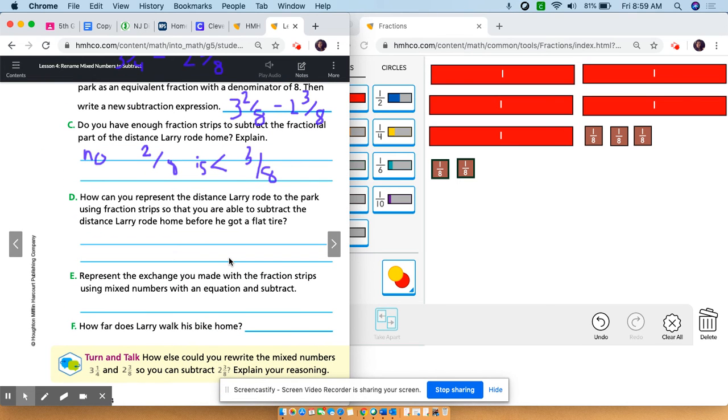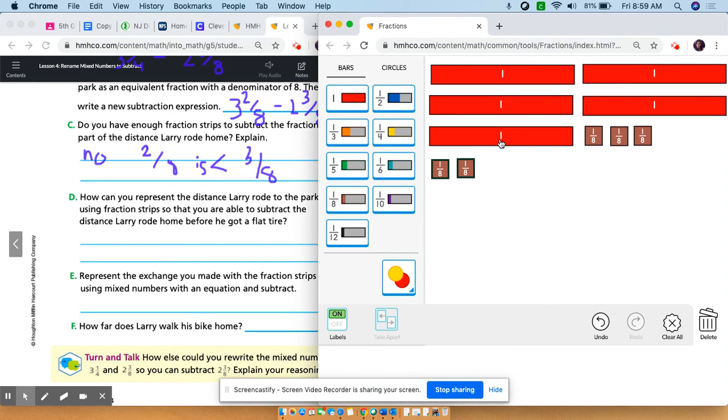So what we're going to do, and this is where that renaming part of our lesson comes from, is I'm going to have to borrow from one of my wholes. So I'm going to have to take this whole and replace it with eighths. And the reason it has to be eighths is because that's what our common denominator is. Okay, so I know that to make a whole out of eighths, I'm going to need 8 eighths.